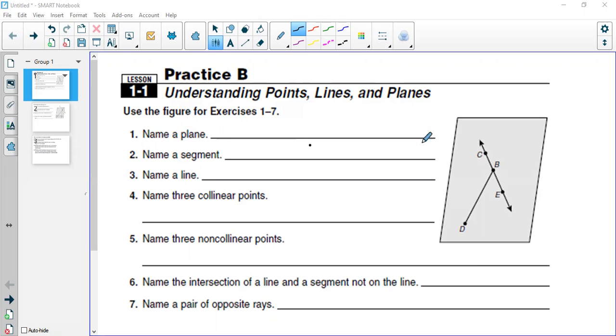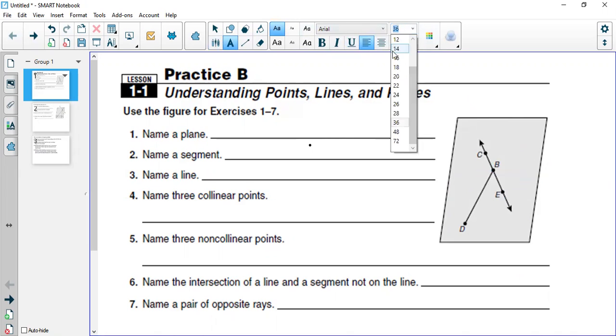All right. Now, let's do question number 1. For question 1 to 7, you have to use this figure which is here on the right side. Now, name a plane. The first question itself is name a plane. You know how to name a plane. Either use the scripted letter if they have given, else you will use 3 points which are non-collinear. They should not be straight. There is no scripted letter, which means we need to use 3 points, right?